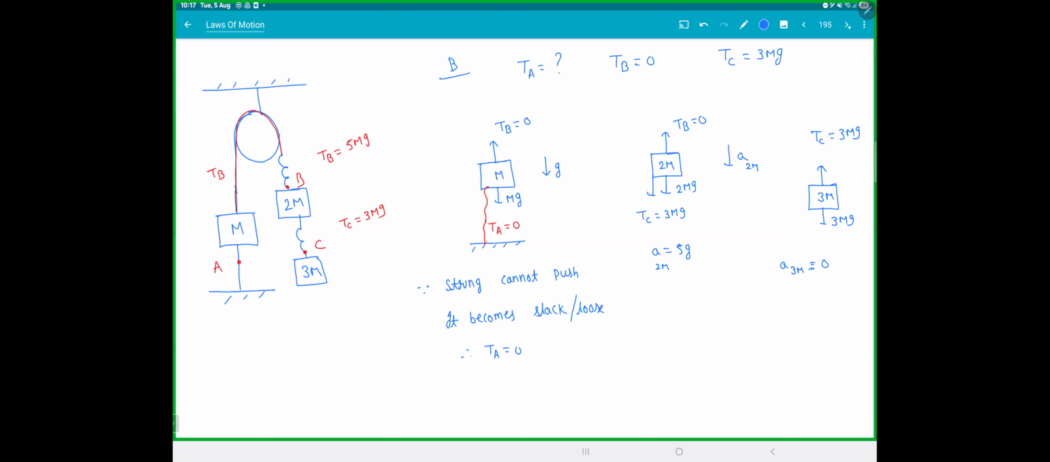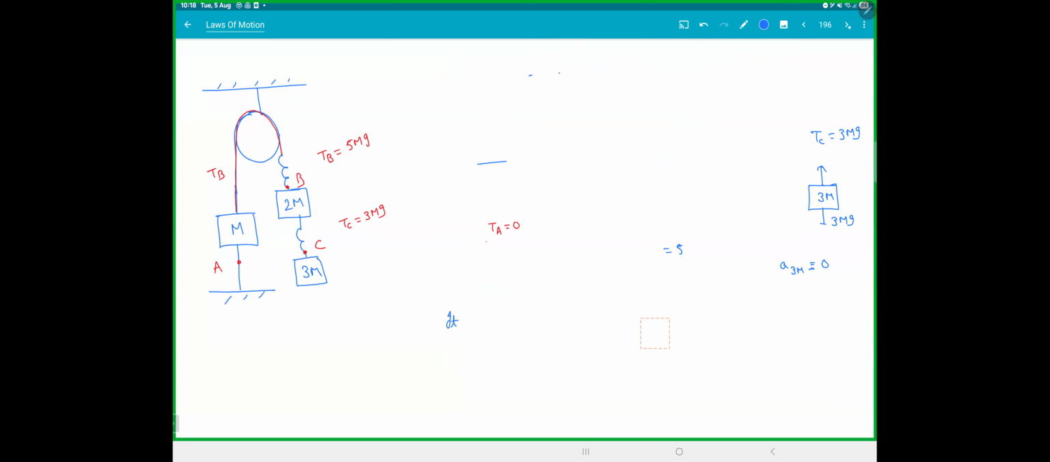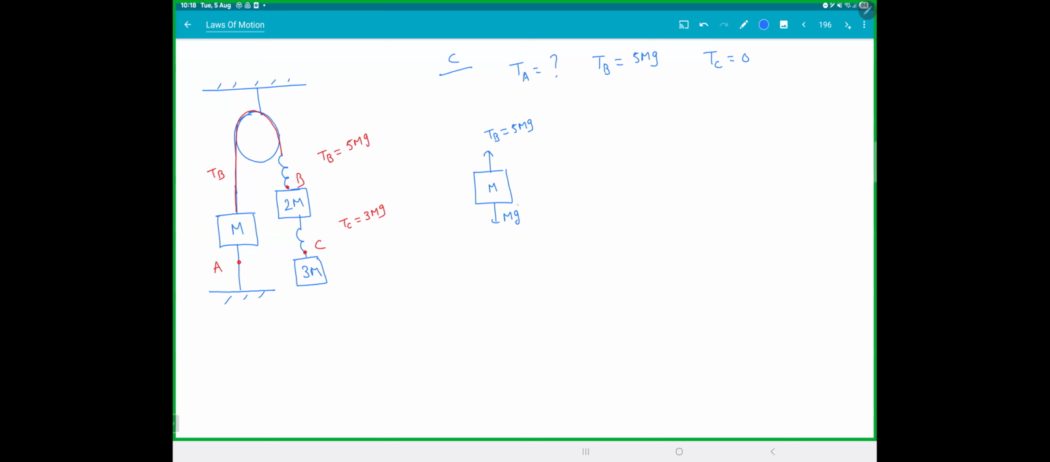Zero, 3m. Let's see the same story. This time you're cutting at C. So TA, we don't know. TB will remain same. TC will be 0. Now, if I draw the FBD of M, TB is pulling with 5 mg. The weight is mg. So this block is trying to go up. But there is a string here, which will not let it go. So this will be 4 mg.